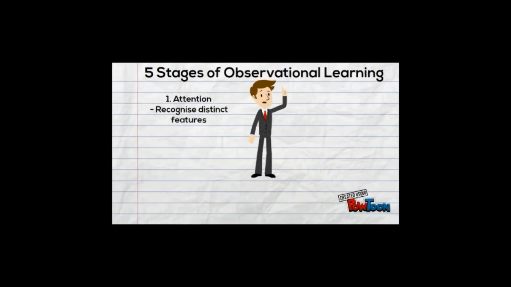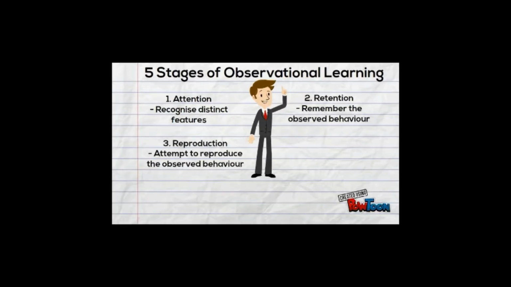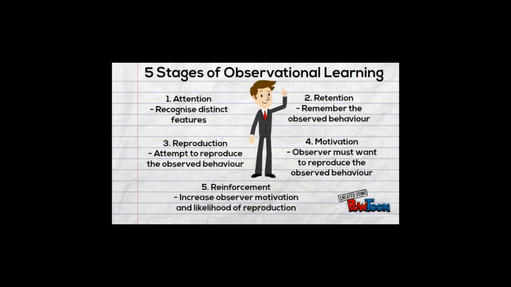First, attention, which is recognize distinct features. Second is retention, which is remember the observed behavior. Third is reproduction, which is an attempt to reproduce the observed behavior. Fourth is motivation, which is an observer must want to reproduce the observed behavior. Fifth is reinforcement, which is increased observer motivation and likelihood of reproduction.